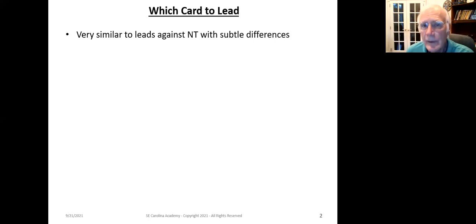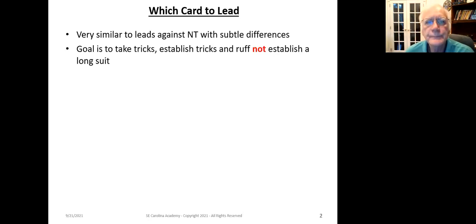The what to lead against the suit contract is actually quite a bit similar to that within the no trump contract. There's a couple little subtle differences. We'll talk about those. So the goal here is to take tricks, establish tricks, and ruff. Versus in no trump, it's to establish a long suit and then run it. So we know that we pretty well aren't going to be able to run a long suit in a suit contract if they're going to trump it.